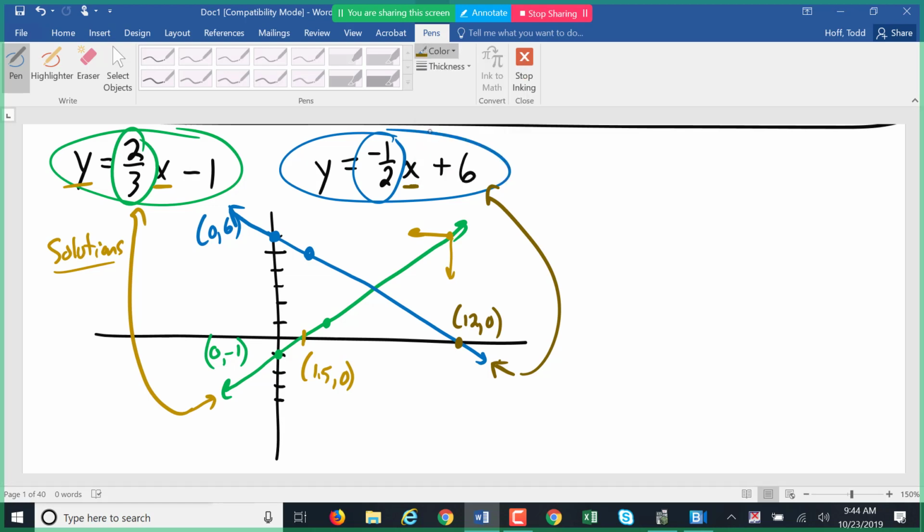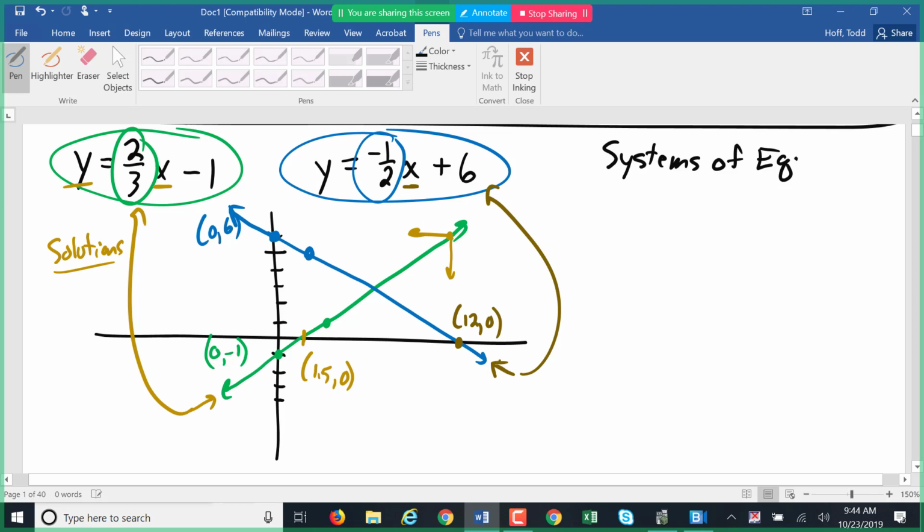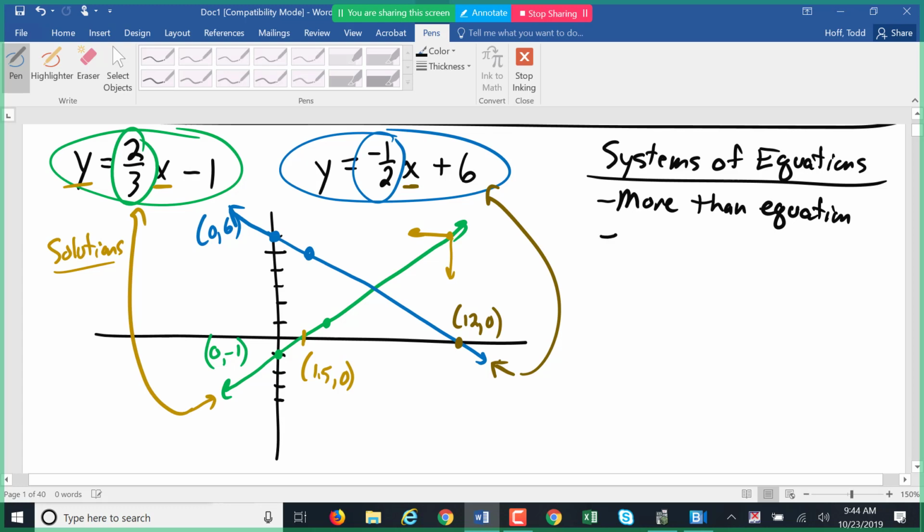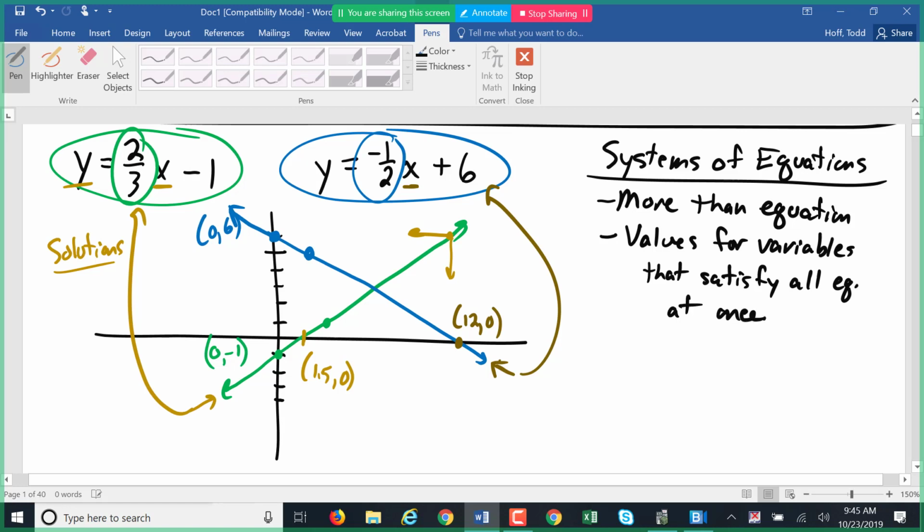What we're going to talk about today is something called systems of equations. Systems of equations involve taking more than one equation and finding values for the variables that satisfy all the equations at once. So what does that mean?